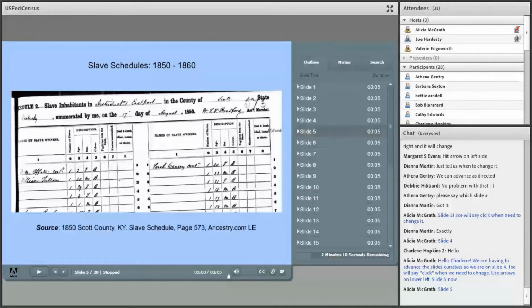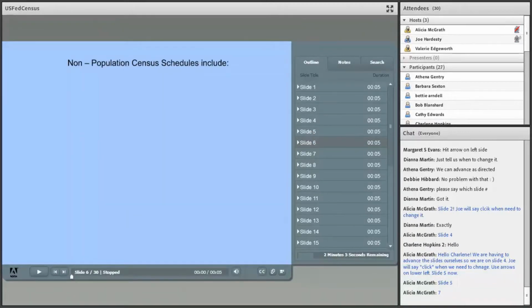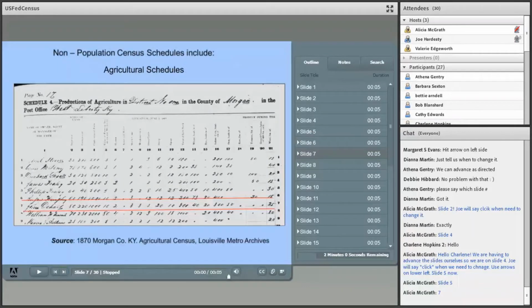Okay, so another non-population schedule that we may be familiar with, if you go to slide 7, is agricultural censuses. And let's see if my markings will show up there. Okay, slide 7 is an agricultural census.